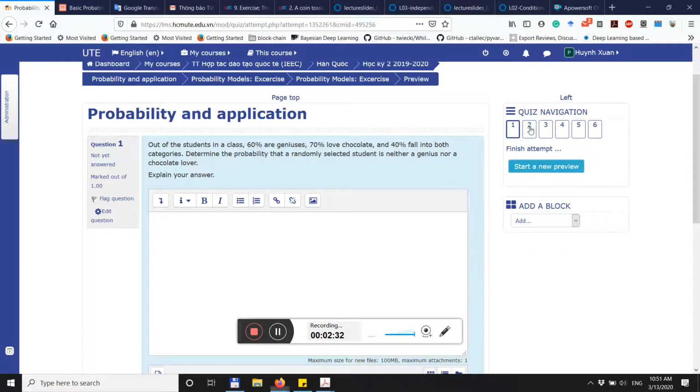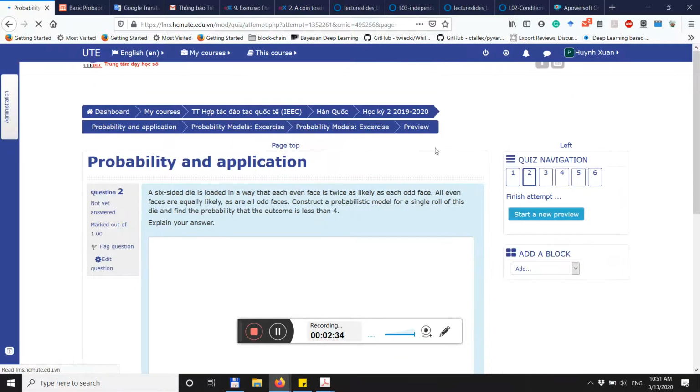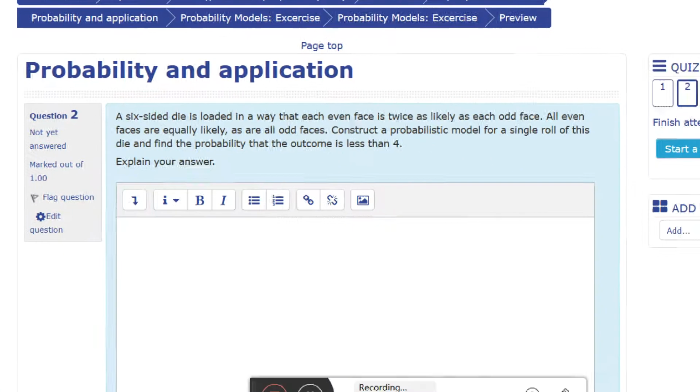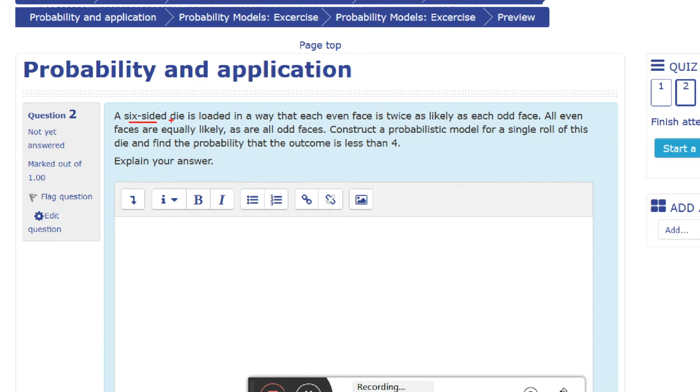The next is question 2. Here the six-sided die is loaded so that an even face is twice as likely as an odd face. Even faces are equally likely, and the same for odd faces. So the concept is the probability model for a single roll and the outcome less than 4. Easy, just count the events.